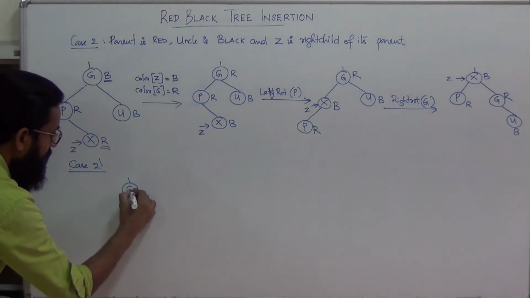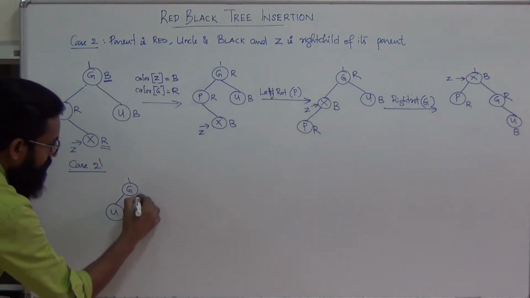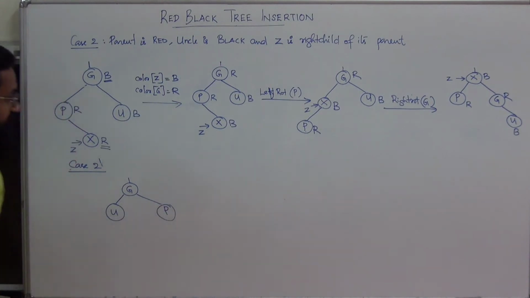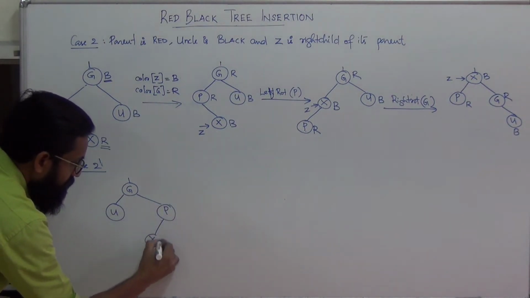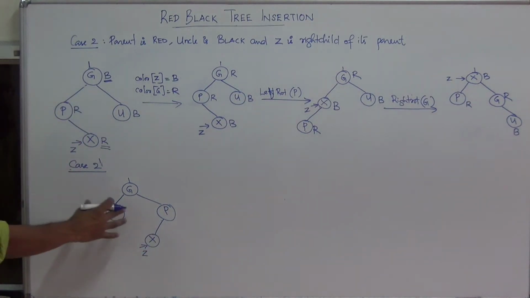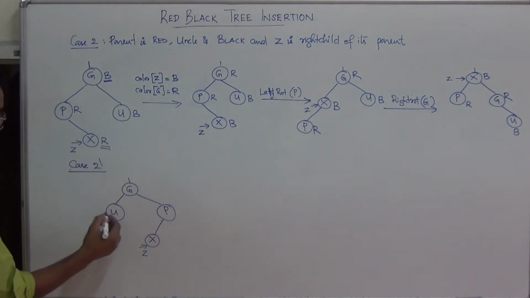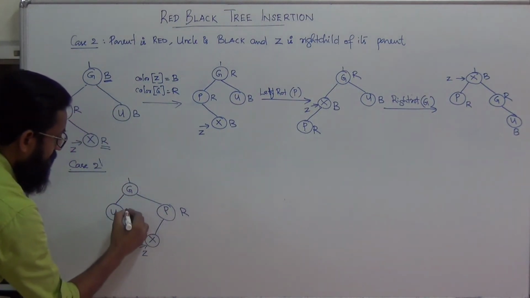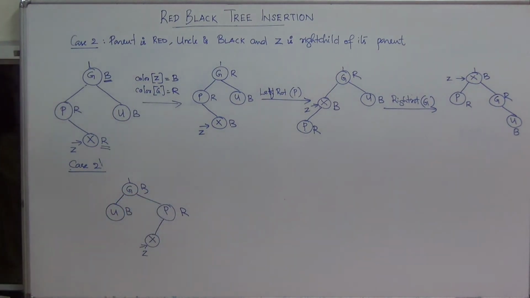You have grandparent. As I said, parent is the right child of its grandparent, and the new node pointed by Z will be the left child of its parent. So this will be the mirror image of this one, or the symmetric case of this one. So parent is red, uncle is black, and Z is the left child of its parent.